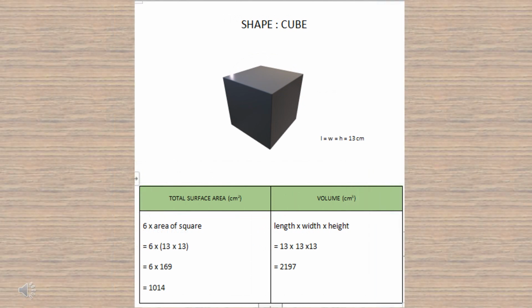This is the shape of a cube. To find out total surface area is 6 times area of square. To find out volume of cube is length times width times height.